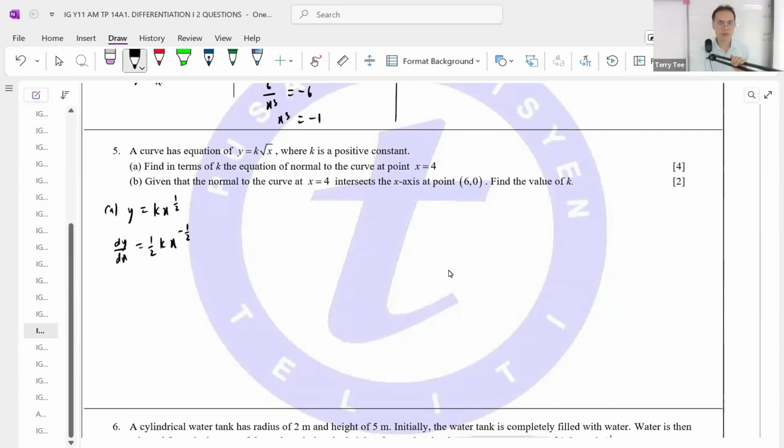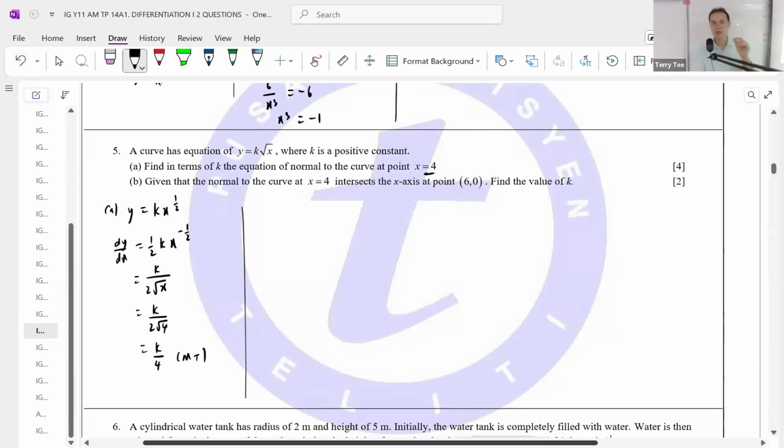As I put 4 inside, let me write this as k over 2 square root x. Let us put 4 inside: k over 2 square root 4. Square root 4 is 2, so 2 times 2, let's write this as 4. So what does this represent? This represents the gradient of the tangent. k over 4 is your tangent.